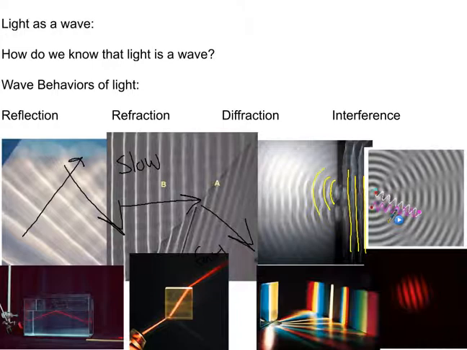Okay, so because light can do all these things, just like waves can do all these things, we represent light as a wave. Okay, and so what light is, it's a wave. It's actually not a mechanical wave like the waves we've been learning up to this point. Light is an electromagnetic wave.